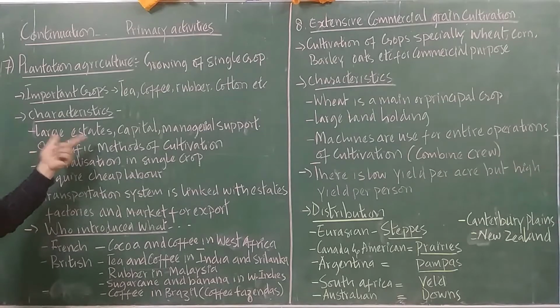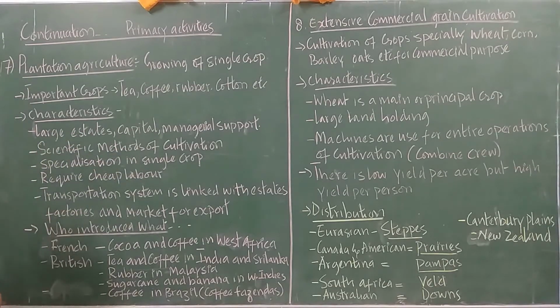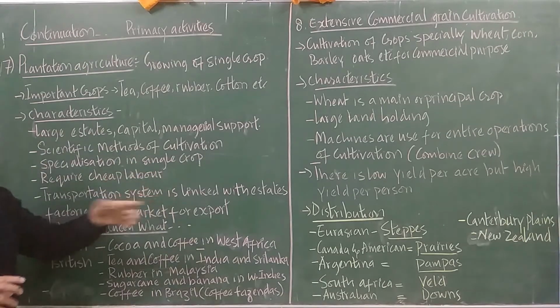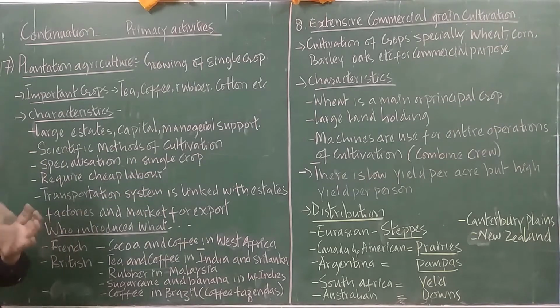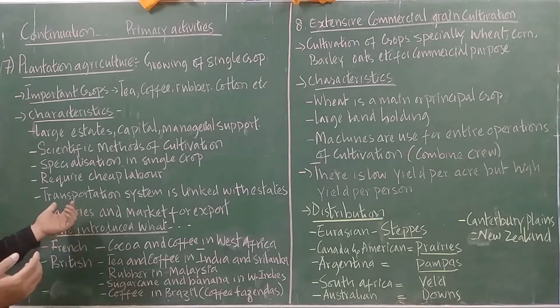And in this plantation agriculture, they use scientific methods of cultivation. They have their own lab to test the variety of tea; from the tea leaf they will try to test and make a different tea. Scientific methods are used and they are specialized in a single crop. They are experts in growing tea, coffee, or any other plantation crop.